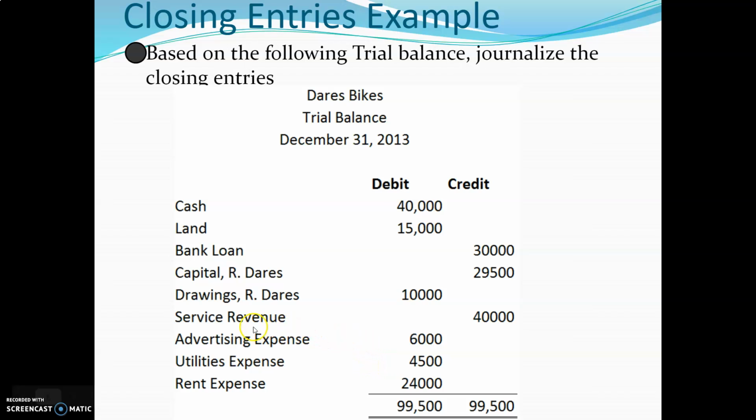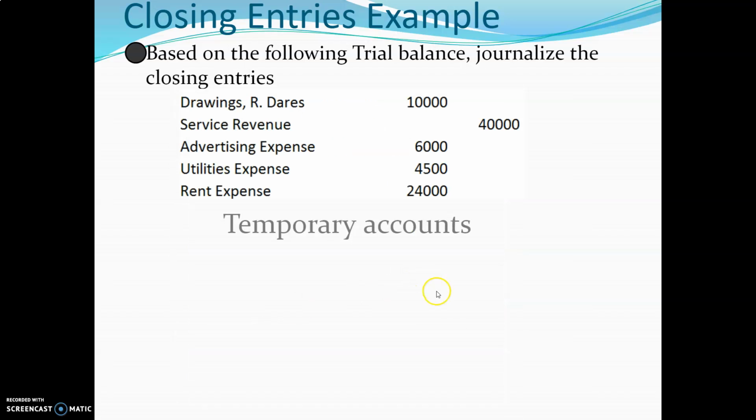So the very first step is we're supposed to be closing out this revenue account. How do we do it? Well, this is a credit balance. So how do we get rid of this? How do we set it back to zero? We are going to debit revenue, and we're going to credit our income summary. Let's take a look how that works out.